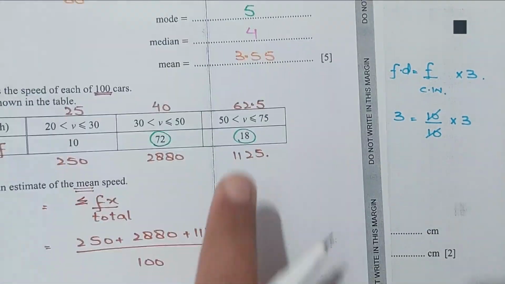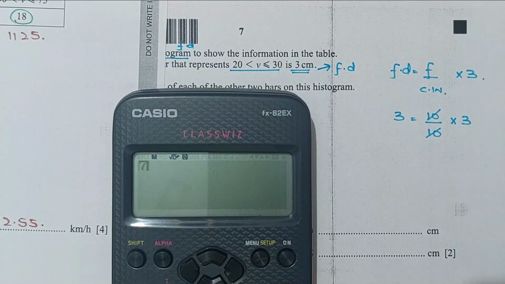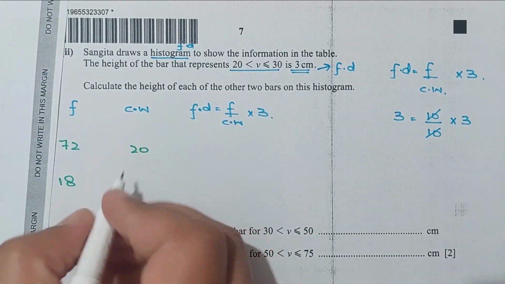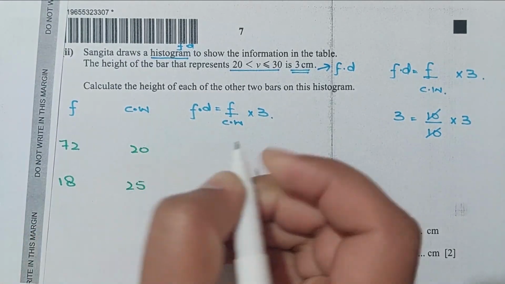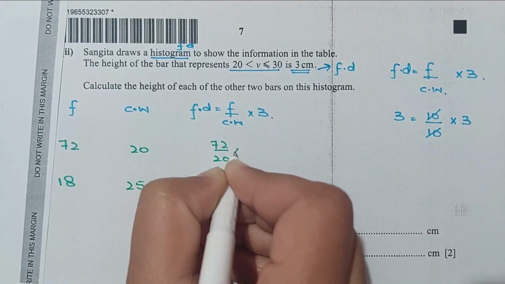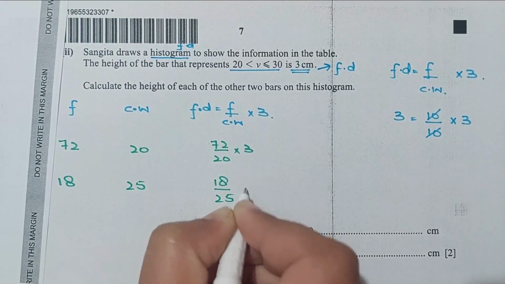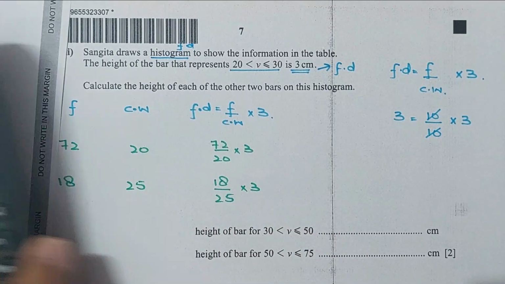And the class width of the interval 50 to 75, which is 75 minus 50. 75 minus 50 is 25. Yes, it is 25. Now let me solve for the frequency density. Frequency is 72, class width is 20, times by 3. Frequency is 18, class width is 25, times by 3. You will get the height of that bar.